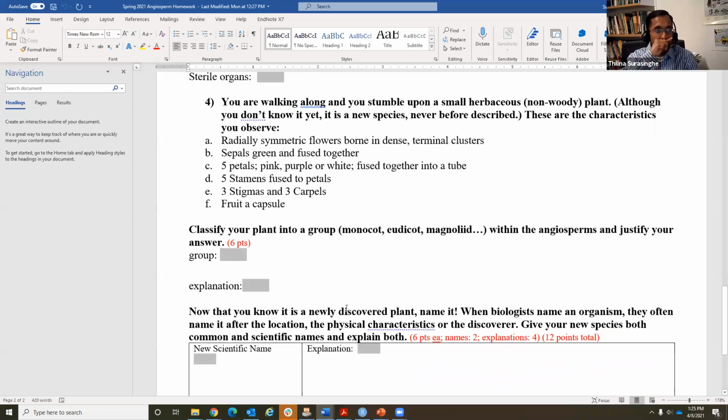Some of the characters you observe appear to be this, right? Radial symmetry. Flower has a radial symmetry, right? And flowers borne in clusters. So you're looking at a compound flower, right? Or an inflorescence. Sepals green and fused together. So you have fused sepals, right? Not separate sepals, right? And petals 5. Color is pink, purple, white, and so on, fused together into a single tube. So you have a fused corolla, right? And 5 stamens fused with the petals, and 3 stigma, right?